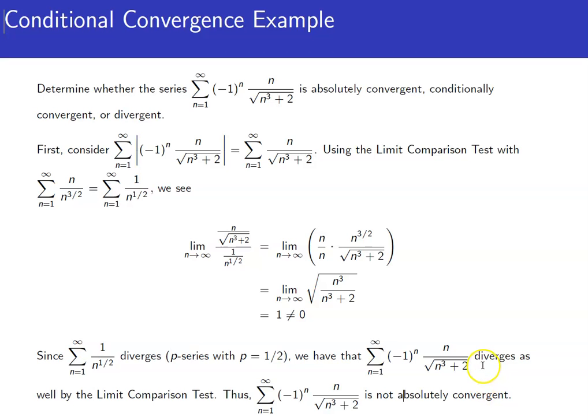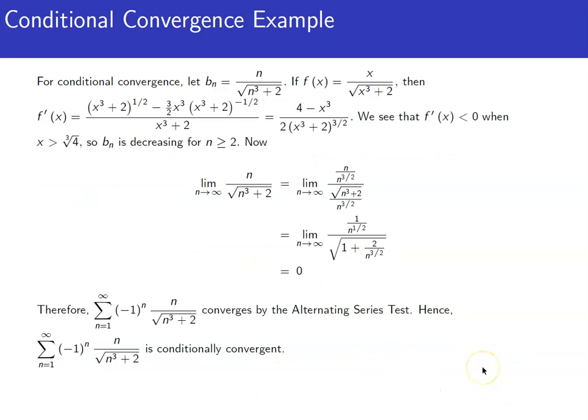So what about conditional convergence? Conditional convergence, for our purposes, will always be determined by the alternating series test. We're not going to be doing problems of conditional convergence unless the original series was alternating to begin with. Strictly alternating, literally positive, then negative, then positive, then negative.